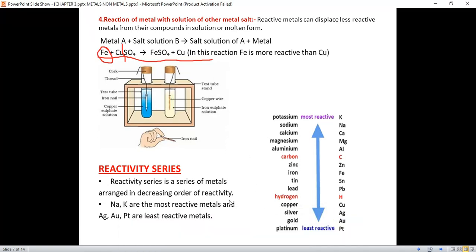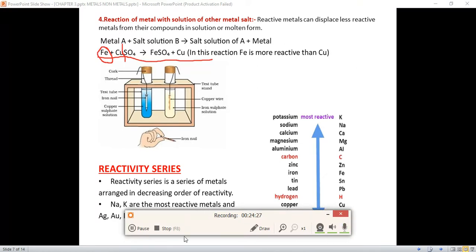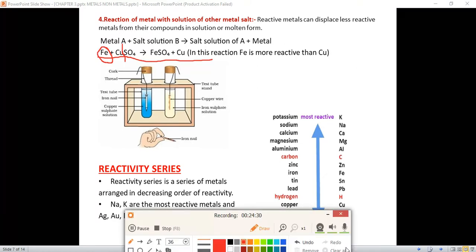Now students, let's have a quick look at the topics which we have studied till now.